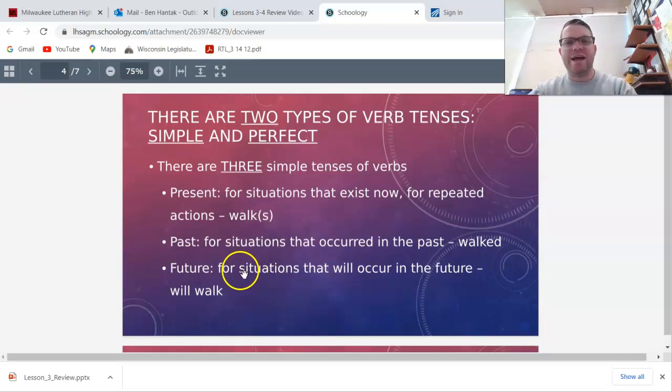Future is something that has not happened yet. I will walk to school tomorrow. I will walk or I am going to walk would both be future tense. Will is a little more common.